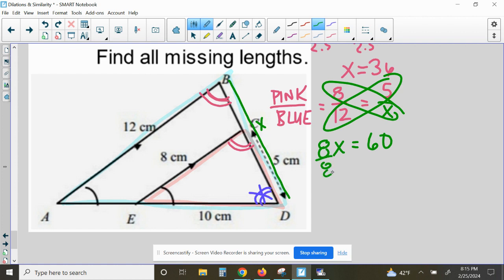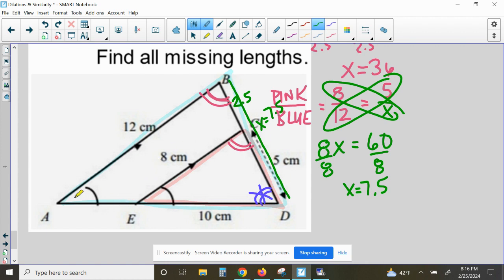Divide by 8. So we have 60 divided by 8 is 7.5. X equals 7.5. So that means this whole length is 7.5. So if this part's 5, if we just take 5 away from that 7.5, that means this little piece up here is 2.5. Does that make sense? 2.5 plus 5 do make 7.5.